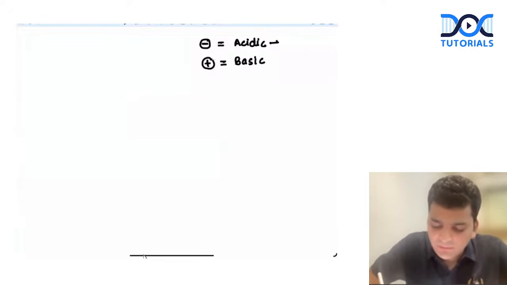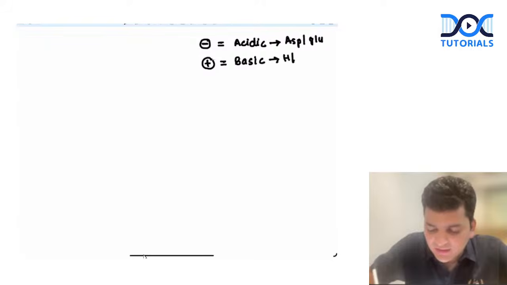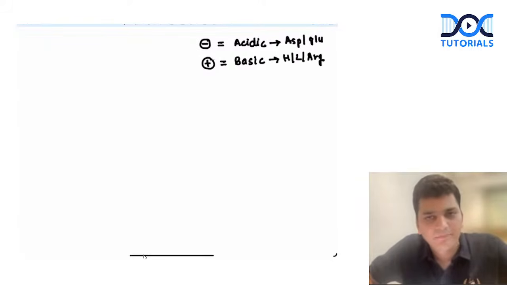And who are the family members? In the acidic amino acids, we have aspartate and glutamate. Whereas in the basic, the mnemonic was "his last urge is very basic." So these are the basic amino acids.